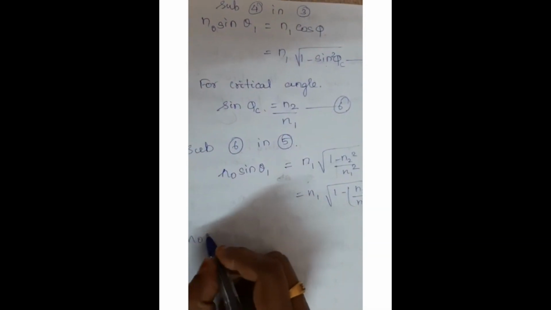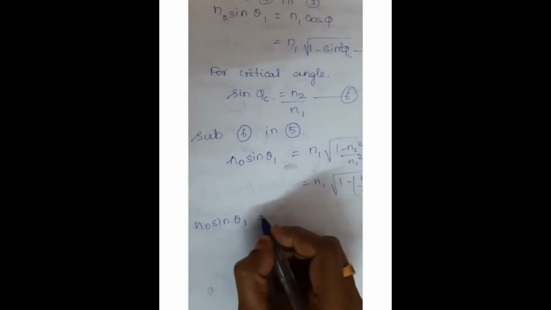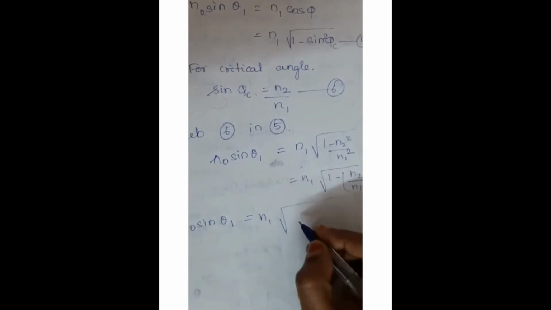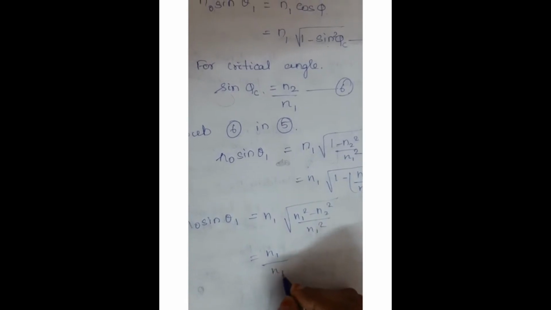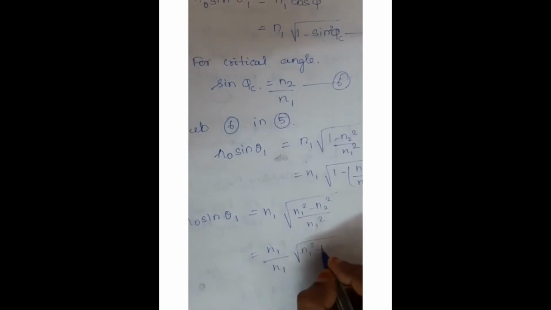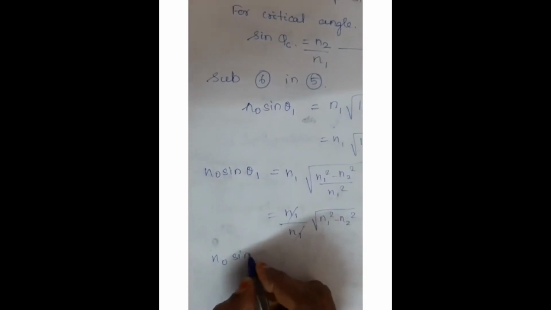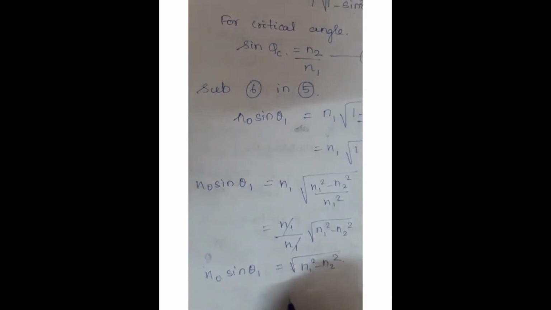Can you understand? Next, N0 sine theta 1 is equal to root of, when you take the LCM, N1 squared minus N2 squared by N1 squared. Now when this N1 squared comes out of the root, it becomes N1. So these two values get cancelled. So N0 sine theta 1 is equal to root of N1 squared minus N2 squared. This equation is the numerical aperture equation.